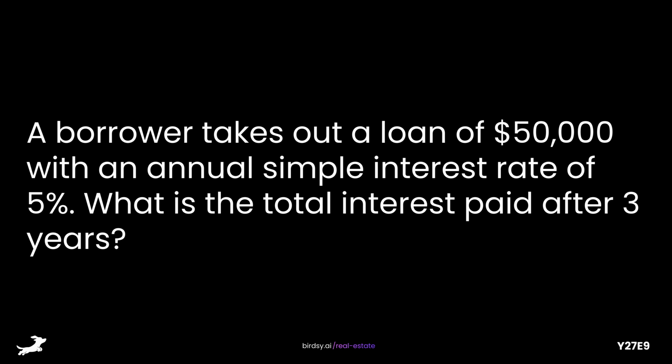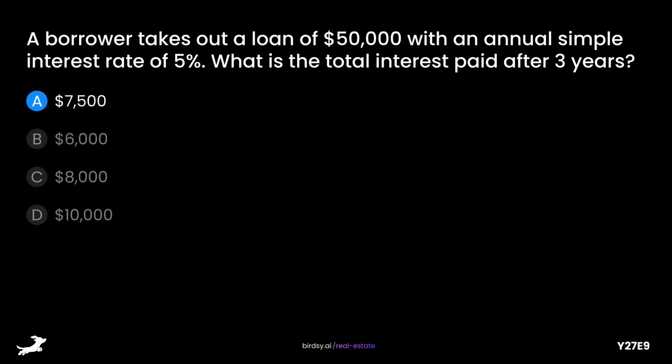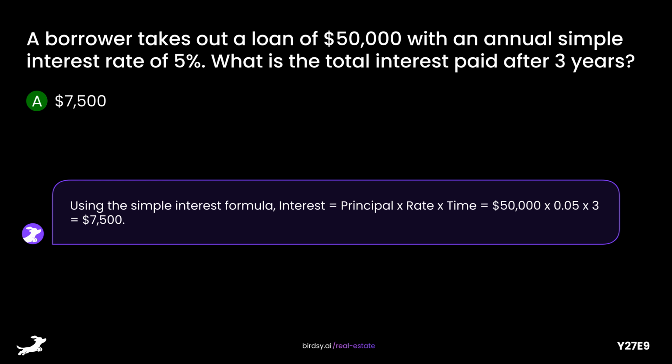A borrower takes out a loan of $50,000 with an annual simple interest rate of 5%. What is the total interest paid after 3 years? Is it A, $7,500, B, $6,000, C, $8,000, or D, $10,000? The answer is A, $7,500. Using the simple interest formula, interest equals principal times rate times time, $50,000 times 0.05 times 3 equals $7,500.